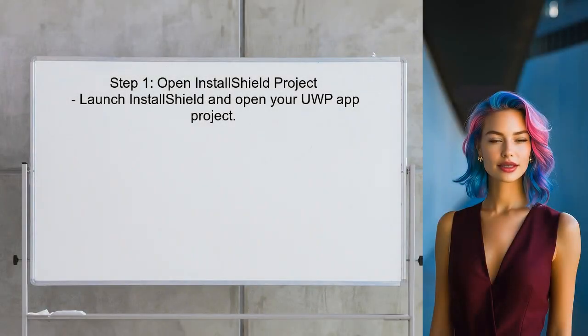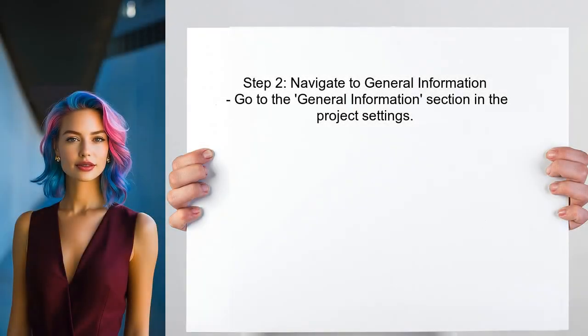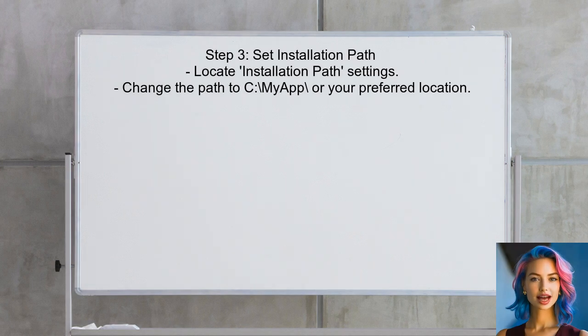To change the installation location of the UWP app using InstallShield, the user should first open their InstallShield project. This is where they will configure the settings for the UWP app installation. Next, the user needs to navigate to the General Information section of the project. Here they will find options related to the installation paths. In the General Information section, the user should look for the installation path settings. This is where they can specify the desired installation directory for the UWP app.